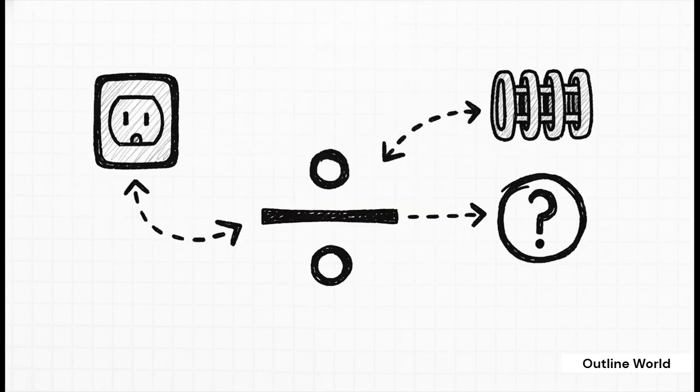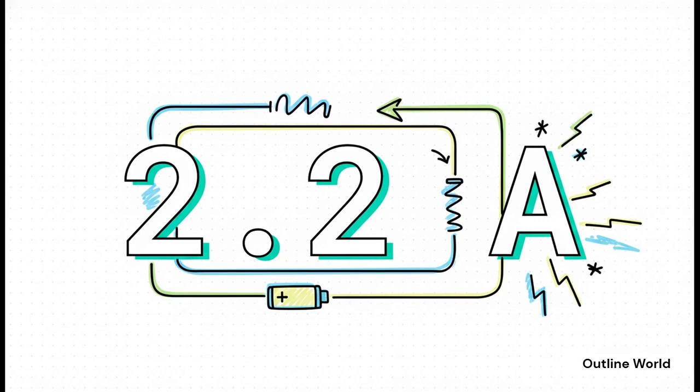Let's break out our magic triangle again. We're looking for current, right? So we cover up the I, and that leaves us with V over R. So all we do is plug in the numbers we know. That's 220 volts divided by 100 ohms. And boom, there's our answer, 2.2 amps. It's as simple as that.